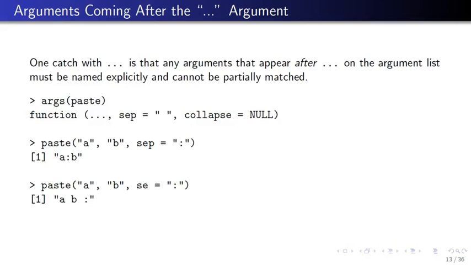So in this first example, if I try to paste together A and B, so A and B are going into the ... argument, and then I say sep equals colon, which means I want to paste them together separated with a colon. However, if I try to do partial matching with sep, the partial matching gets ignored. So when I say paste A, B, and then SE equal to colon, the SE in another circumstance might be partially matched, but in the paste function it can't use partial matching, so it just ignores that and assumes that colon is just another string to be pasted together, and so you get the string A, B, colon.